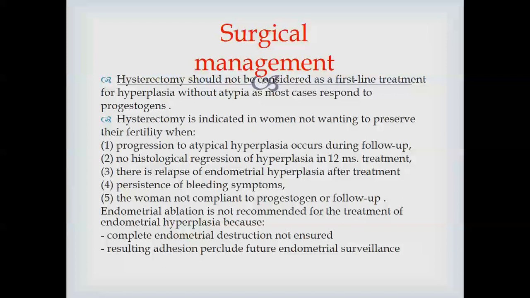Endometrial ablation is not recommended for the treatment of endometrial hyperplasia. You can't do ablation in these cases. Why? Because complete endometrial destruction is not ensured and resulting adhesions preclude future endometrial surveillance. When you do ablation, the patient will develop future adhesions. And if the patient develops bleeding again or you suspect anything, you can't take another biopsy. This will be difficult. And ablation cannot remove all the lesions. Sometimes a focus of the lesion will stay inside the uterus and then it will progress in the future to malignancy, for example.